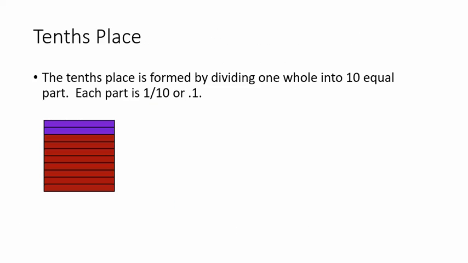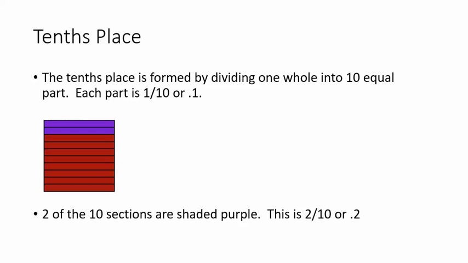The tenths place is made by taking one whole and dividing it into 10 equal parts. That means that each of those parts is 1/10 or 0.1. In the picture, 2 of those 10 sections are shaded purple. Last week, we represented that as a fraction, 2/10. 2/10 is the same as 0.2. This is because each one of them is 0.1. 0.1 plus 0.1 equals 0.2.